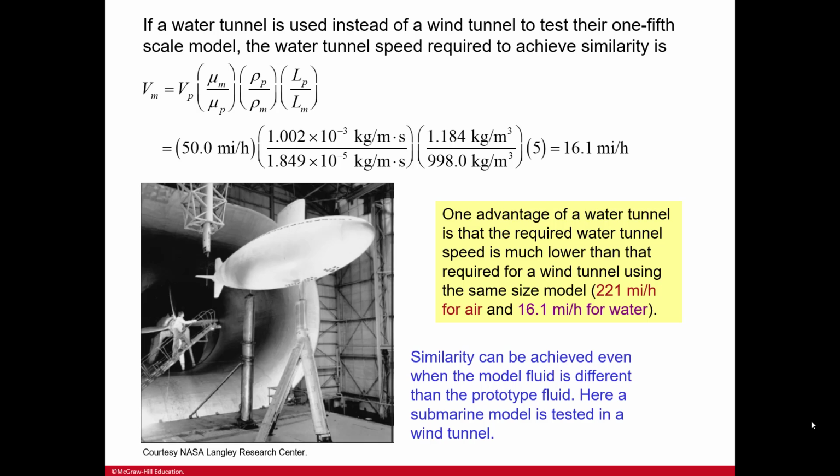So the water tunnel versus the wind tunnel, but you can use different speeds, other ways of achieving that similarity with the environment to still have the item or whatever you are testing achieve the same results, or not the exact same, but very similar results that you can work with, right? So similarity can be achieved even when the model fluid is different than the prototype fluid.